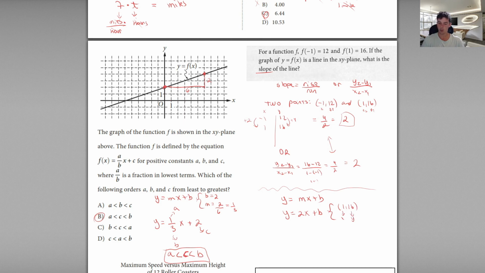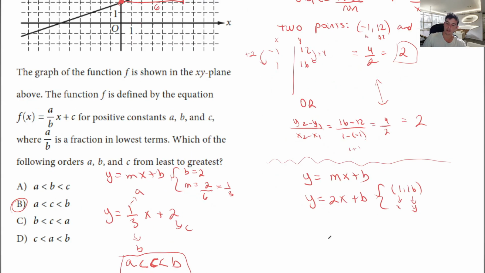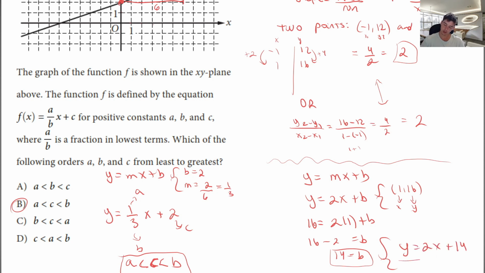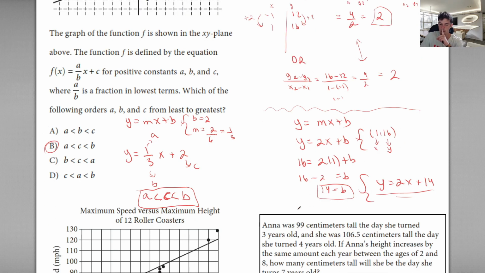and substitute that for x and y, so we can find the value of b. So 16 equals 2 times 1 plus b. So b would be equal to 16 minus 2, subtracting 2 on both sides. B equals 14. So the equation would be y equals 2x plus 14, in case you didn't know how to find equations based on a slope and a point. Okay, very important to know.